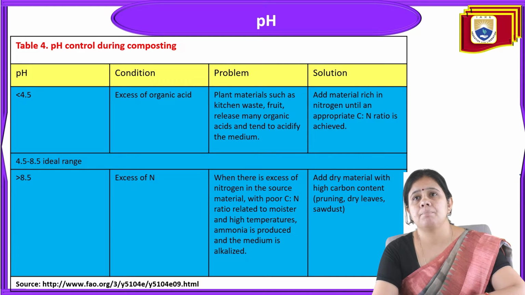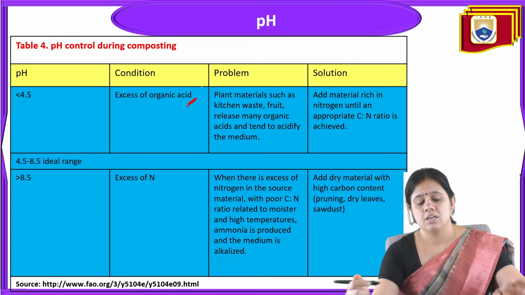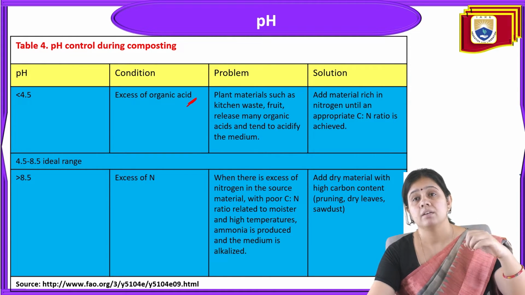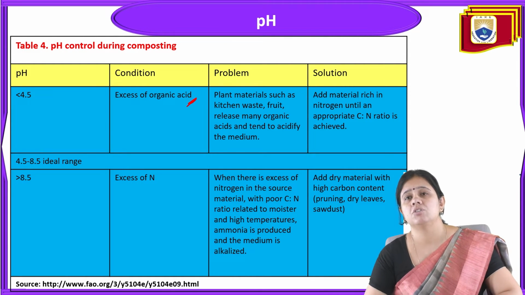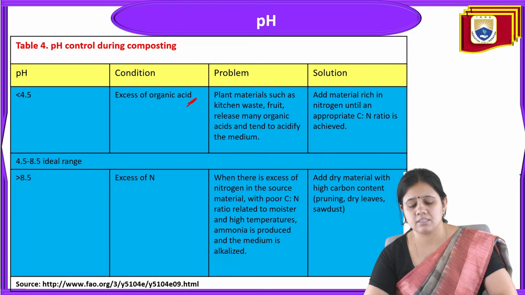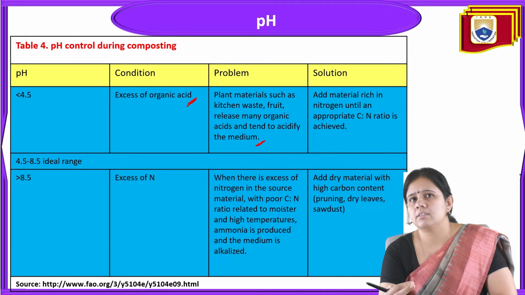Next factor is the pH. pH is also a very important factor for this composting process. If the pH is less than 4.5, this causes an excess of organic acid. This problem is caused because plant material like kitchen waste and fruit releases many organic acids and tends to acidify the medium.